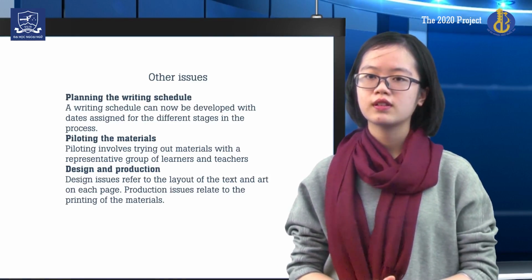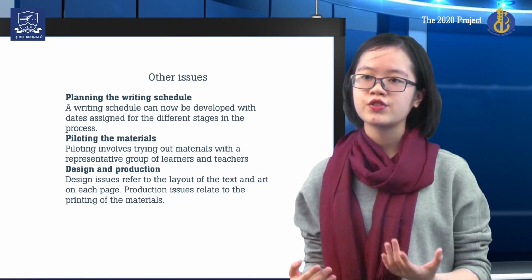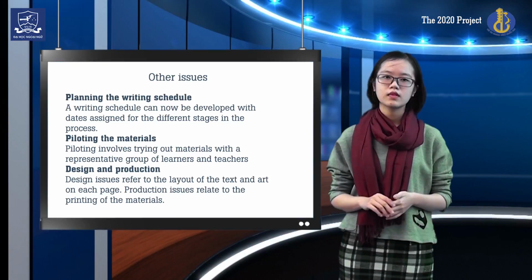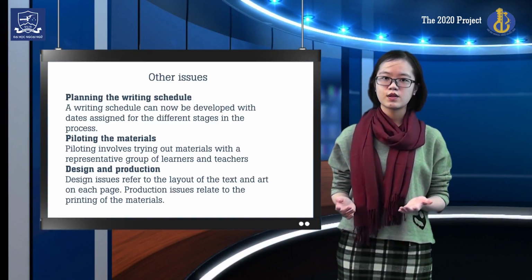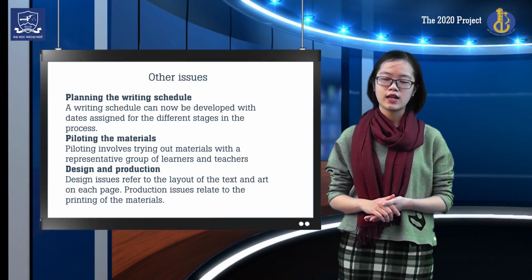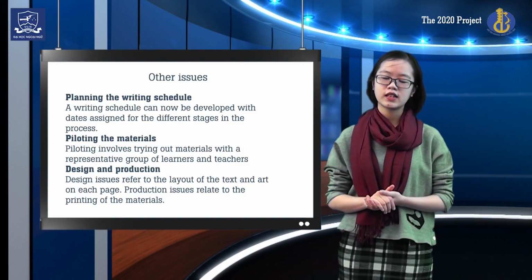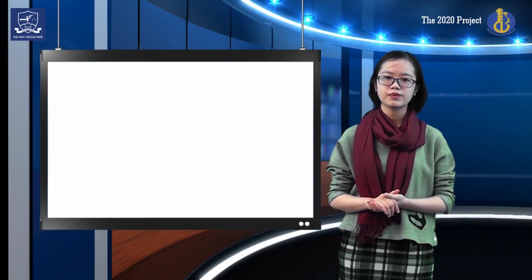Design and production. Design issues refer to the layout of the text and art on each page. An effective design is the major factor in the reception and usability of materials. Production issues relate to the printing of the materials.